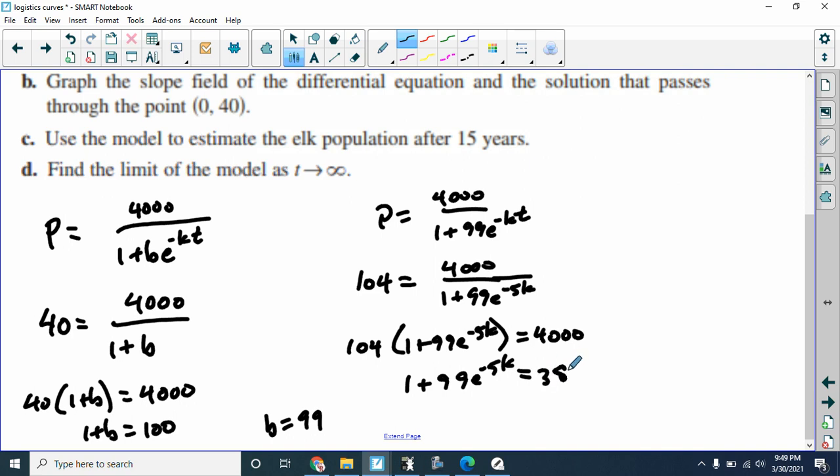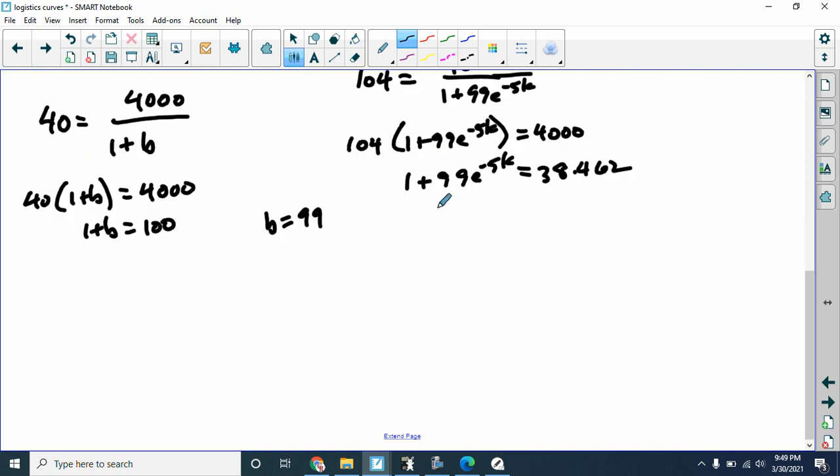Gives me 38.462. Subtract 1 gives me 37.462. Divide by 99. Gives me 0.378.